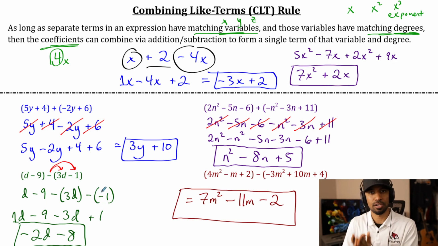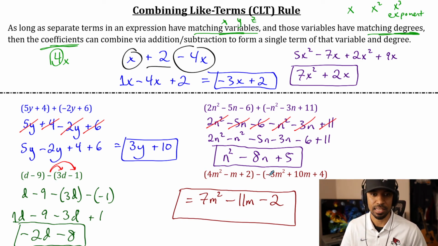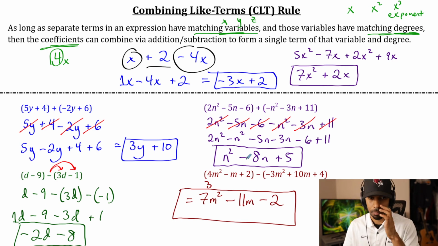Some people do these things vertically. If you've done systems of equations, you might take this minus negative 3m squared and put it down below, something like that. It's up to you. That's kind of all there is to it.